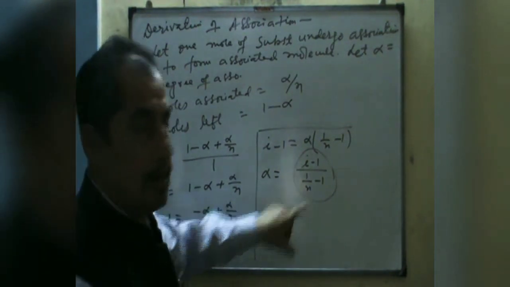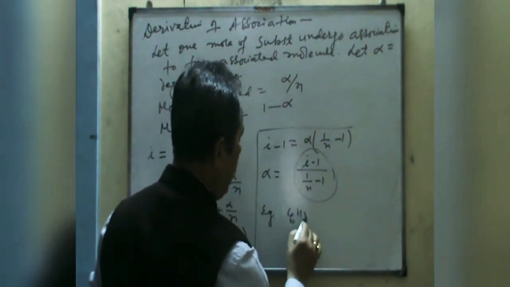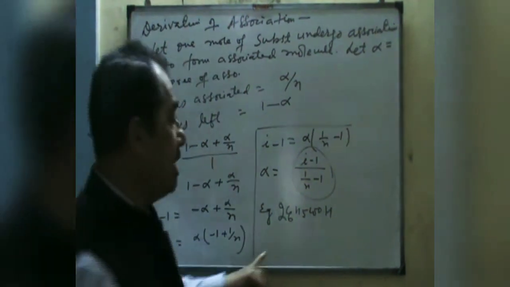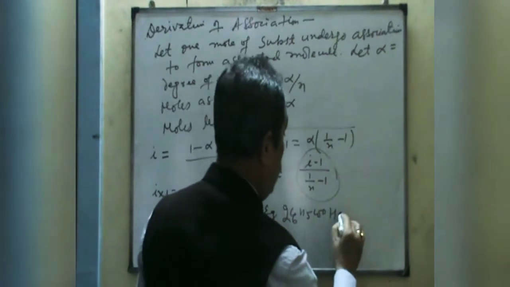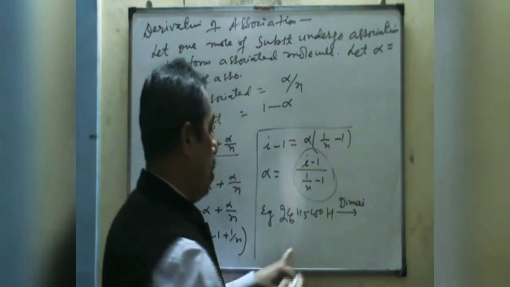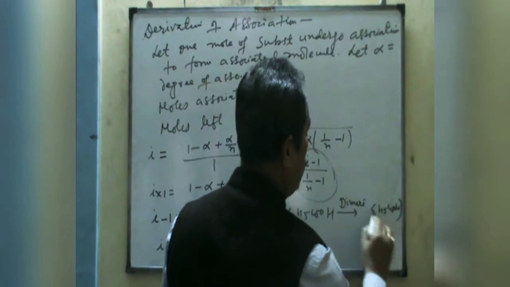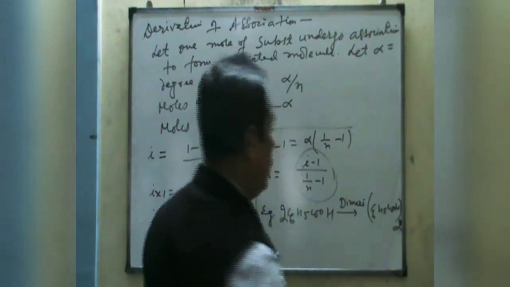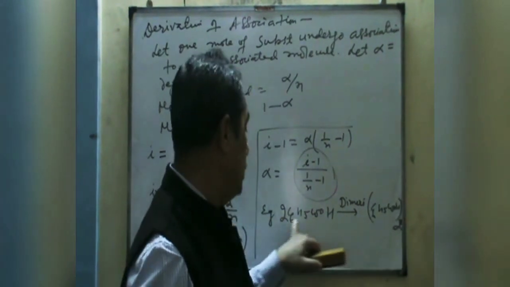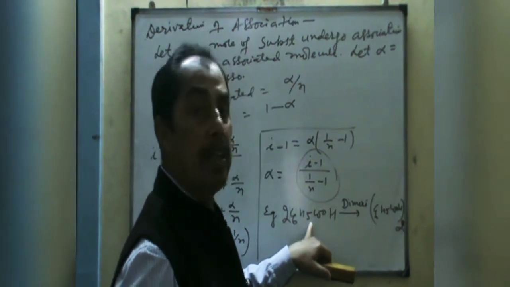It is the molecule associated. For example, benzoic acid undergoes dimerization. Take 2 molecules of benzoic acid in benzene, which undergo dimerization to form (C6H5COOH)2. This is the 2, which means it is associated up to 1 by 2. It is dimerization, due to the formation of a hydrogen bond.